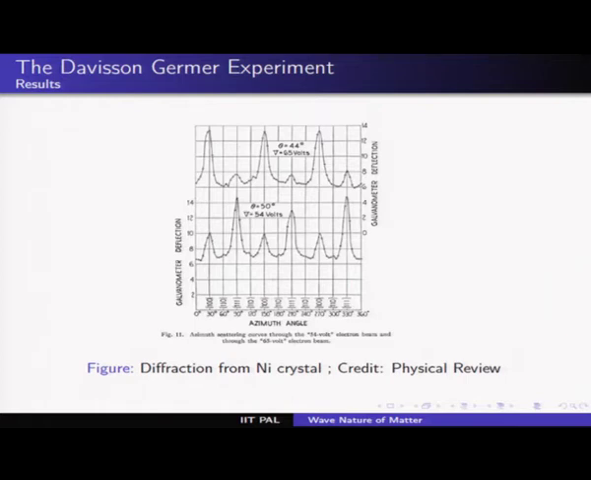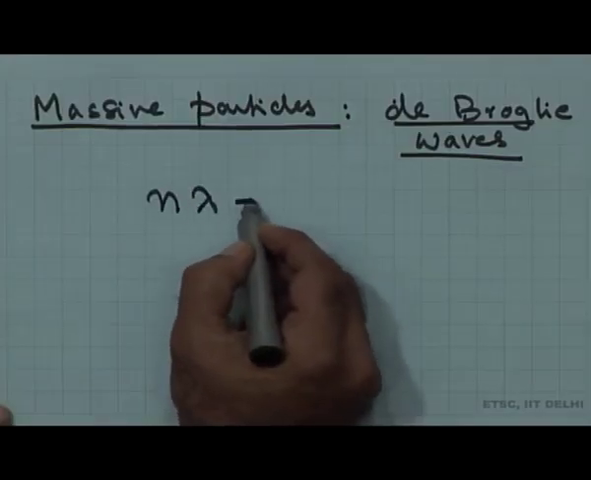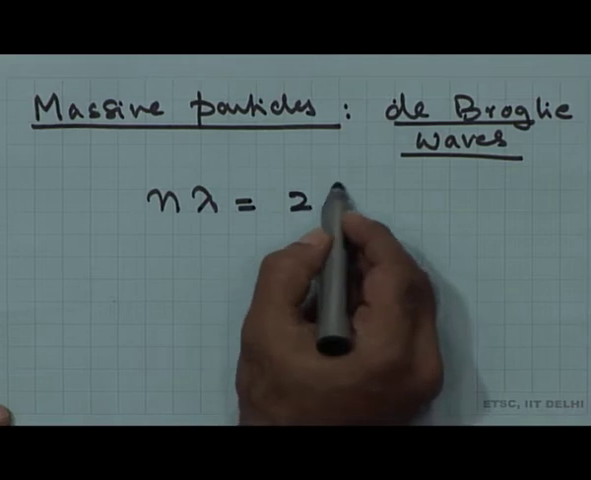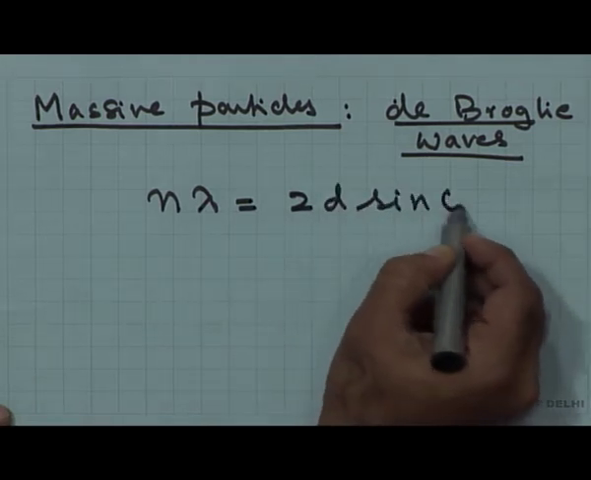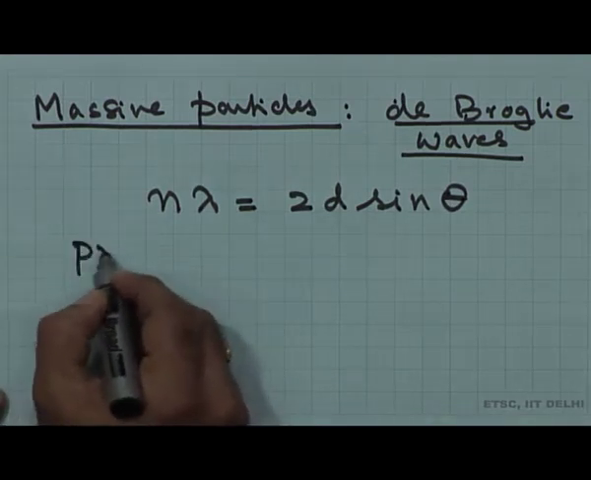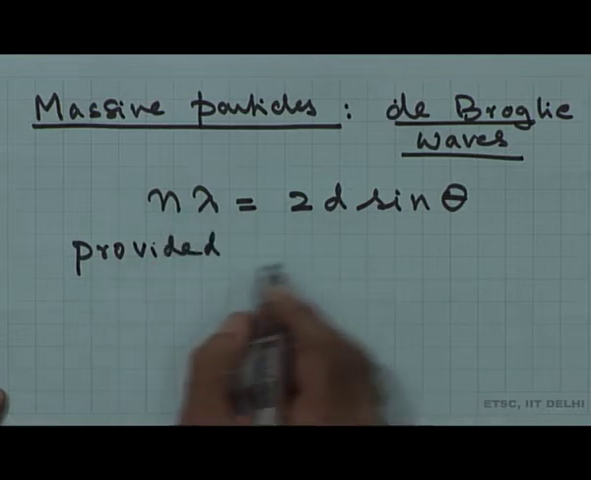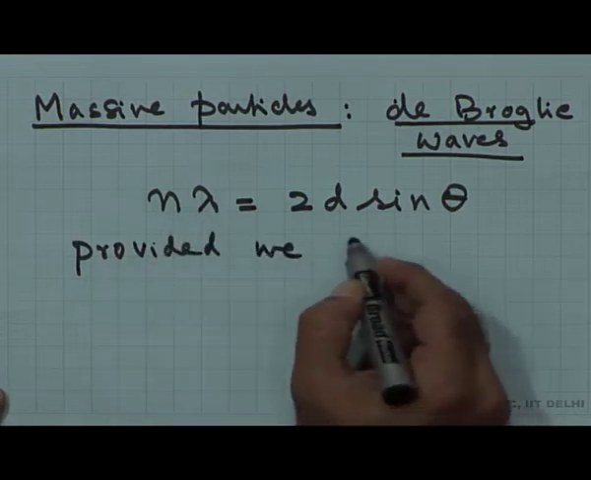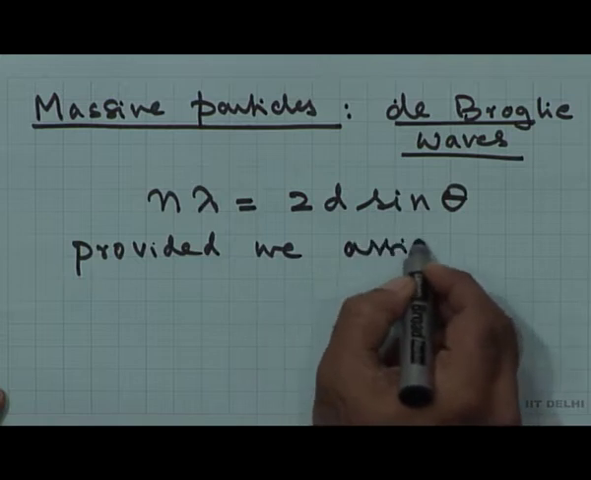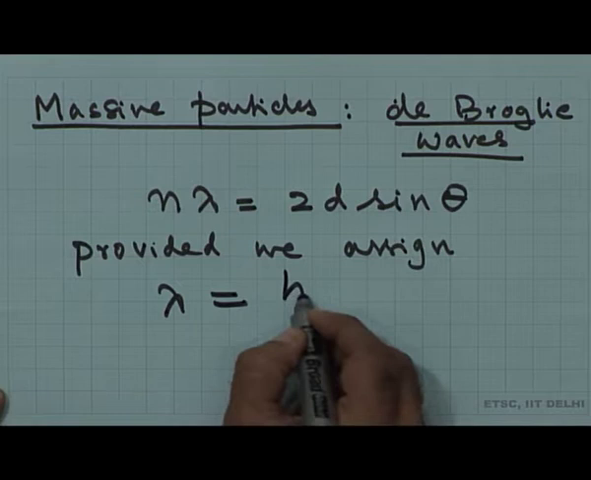So what we are saying is that the Davisson and Germer experiment establishes consistency with waves, n lambda equal to 2d sin theta. I already argued how this equation comes about in the previous lecture, provided, that is the most important thing, the results agree with this, provided we assign lambda to be equal to h by p.